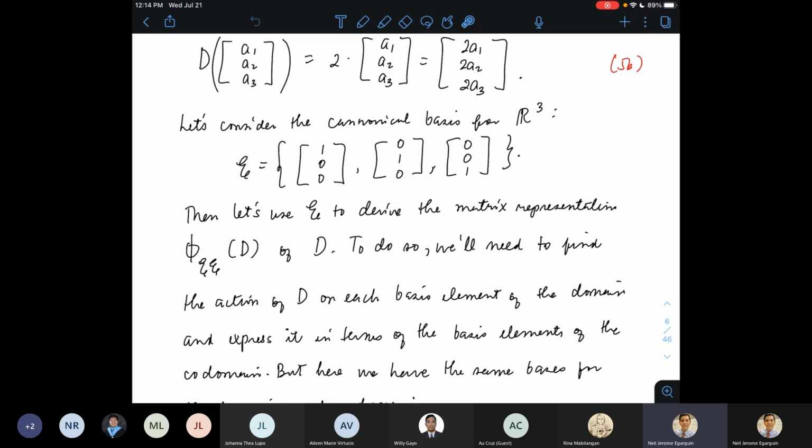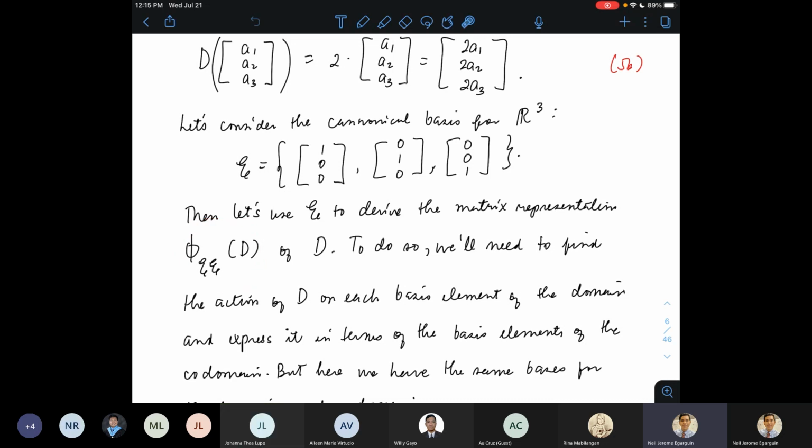So the canonical basis for R3 is just this guy, E1, the vector that has only 1 in the first component and 0 elsewhere. E2 has a unity or 1 in the second component and 0 elsewhere. And then E3, it has 1 in the third position, 0 elsewhere. And let's use this canonical basis in order to find phi D sub EE.